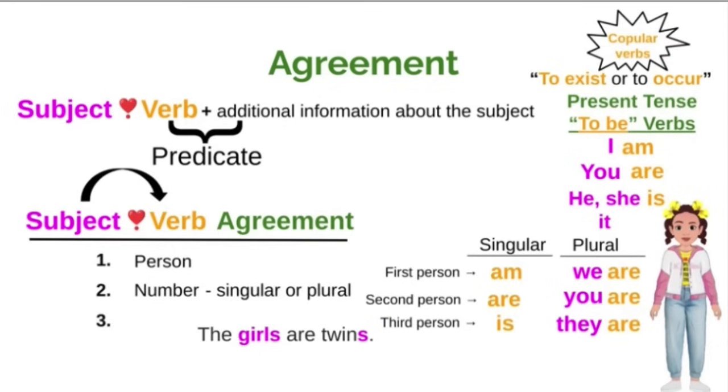The predicate, what does the predicate include, Alexis? It includes the verb plus additional information about the subject. Okay, very good. So the predicate includes the plural verb are, okay, plus what is the additional information about the girls? Twins. Very good. They are twins. Okay. The subject agrees with the verb in person and number.